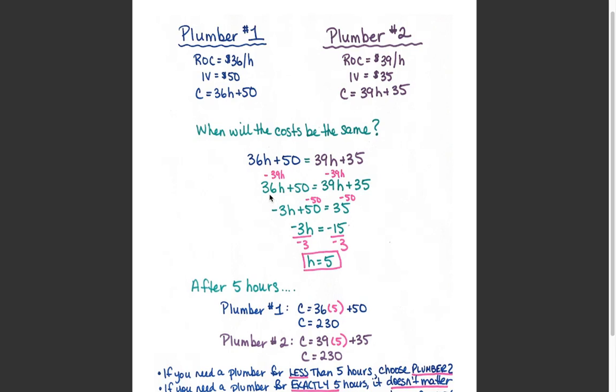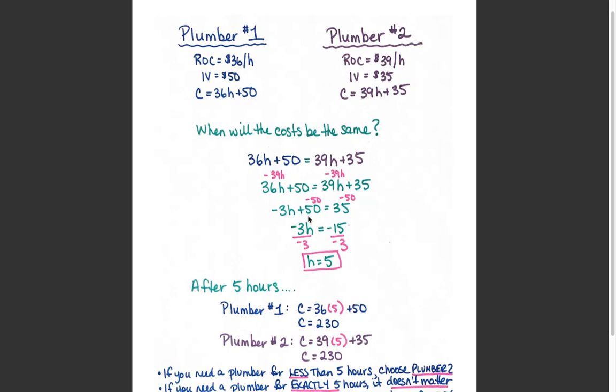So now I have 36 H's minus 39 H's, which is negative 3 H's. I still have my 50, so I'm going to rewrite that. I still have my equal sign, so I'm going to rewrite that. And I still have my 35, so I'm going to rewrite that. And you'll notice that this has gotten rid of the H's on the right side, which is what I wanted to happen. I want to get the H by itself now. I've turned it into a two-step equation to solve, which is great.